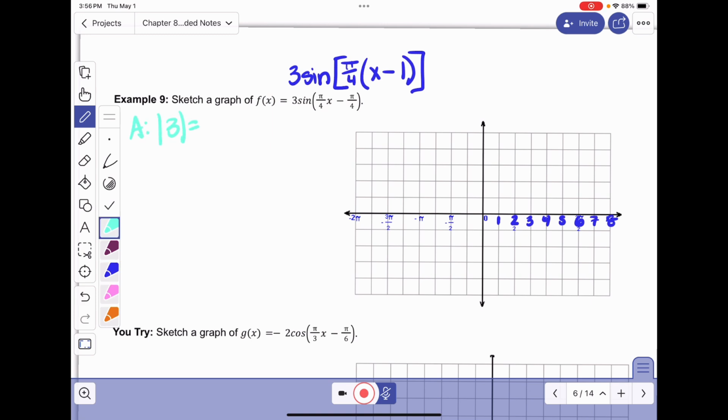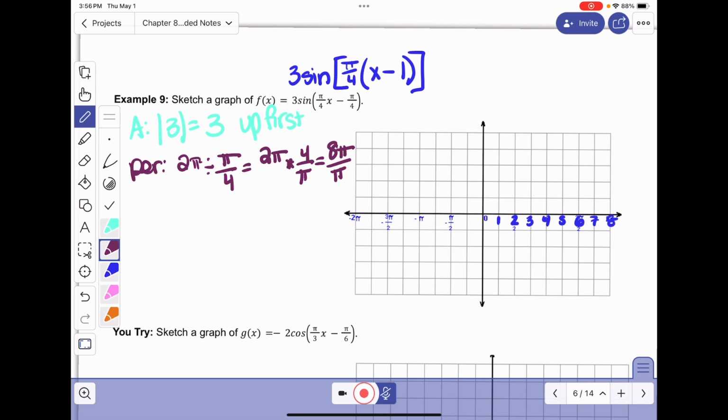Amplitude is the absolute value of 3, and it's positive, so we go up first. Our period is going to be 2 pi divided by pi over 4, which is 2 pi times 4 over pi, 8 pi over pi, which is 8. So our period is 8. Then our phase shift is that -1. So we're going to go right 1. And there's no vertical shift. So our midline is still that axis.